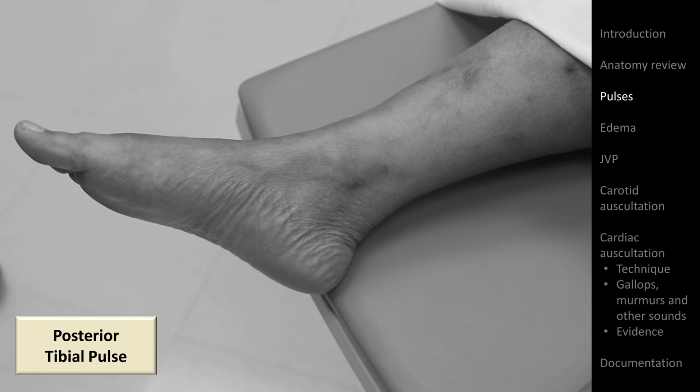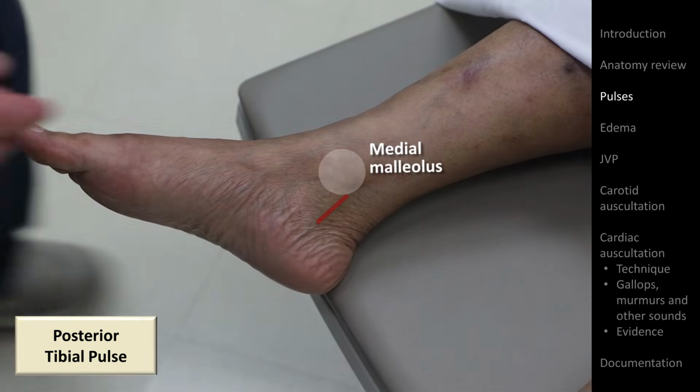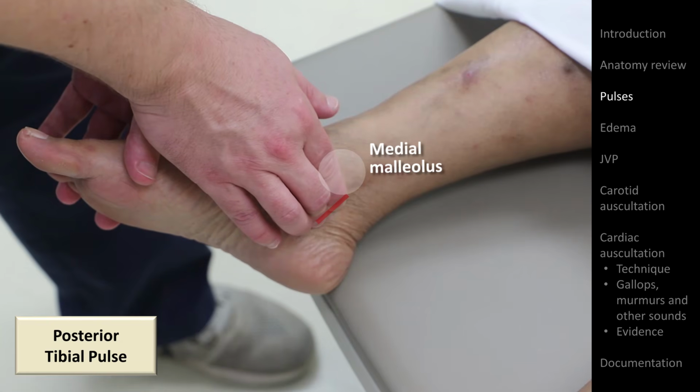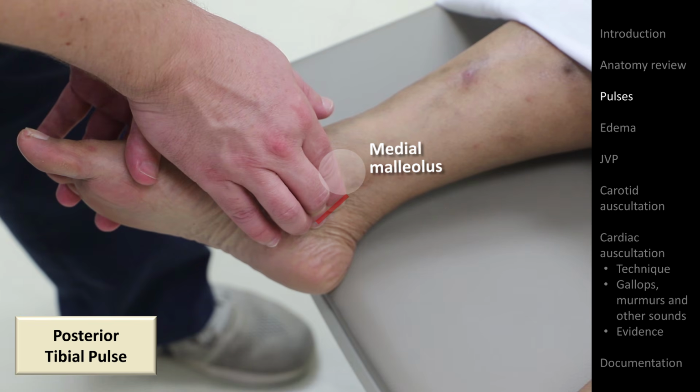Moving to the rear of the foot, the posterior tibial pulse is just behind and slightly below the medial malleolus of the ankle. It's not uncommon for a healthy patient to have either a non-palpable dorsalis pedis pulse or a non-palpable posterior tibial pulse, but it's rare for a healthy patient to have neither of these.